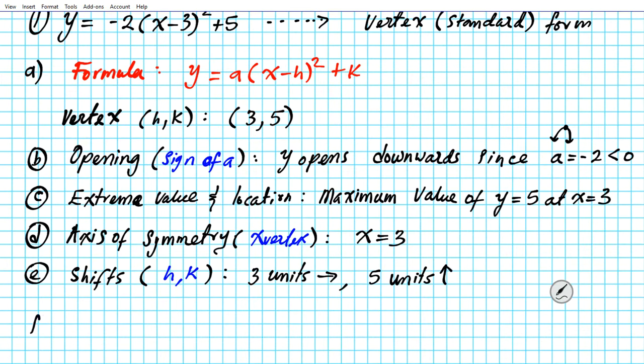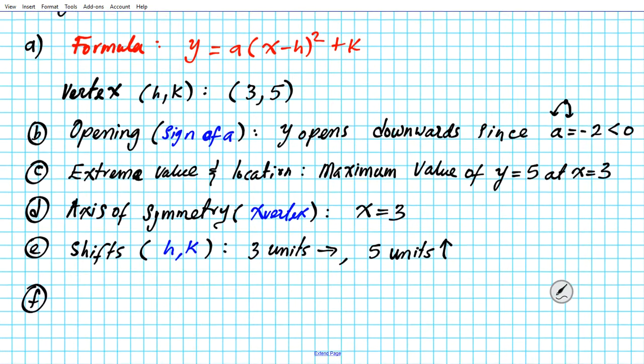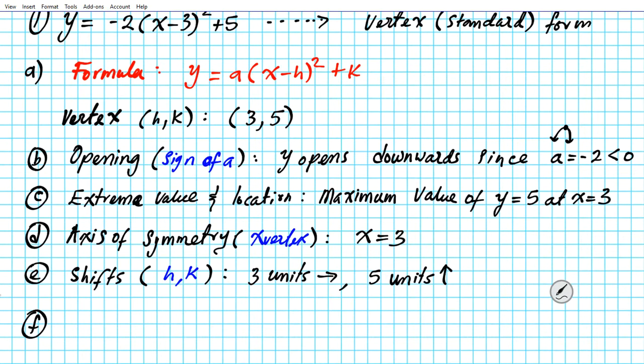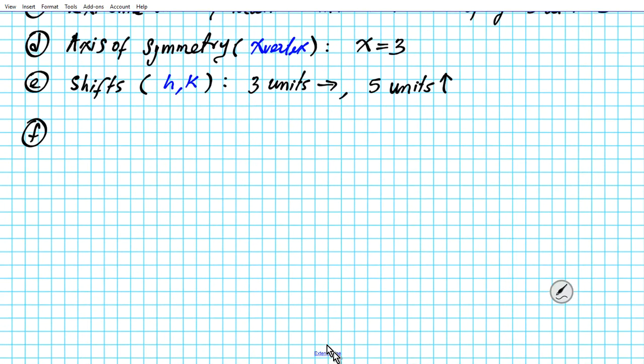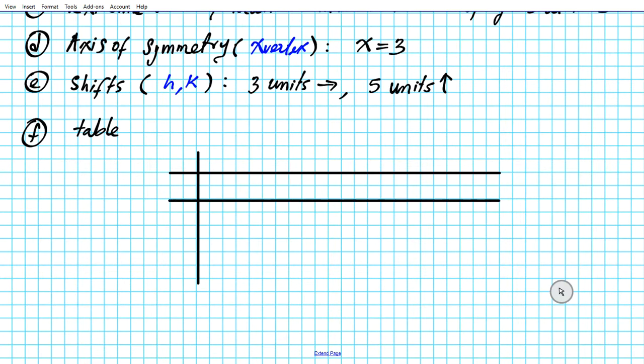Now we need a table of values to help us configure our points so that we can plot a nice looking parabola here. So let's go ahead and make a table. We're asked to use 2 points that are around the vertex. So let's set up our table of values. So we have our x and y.